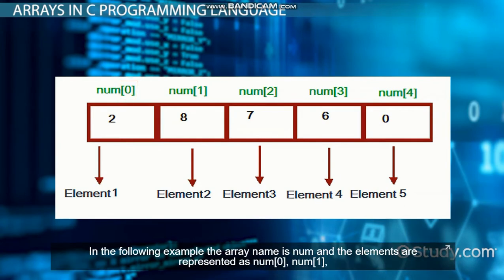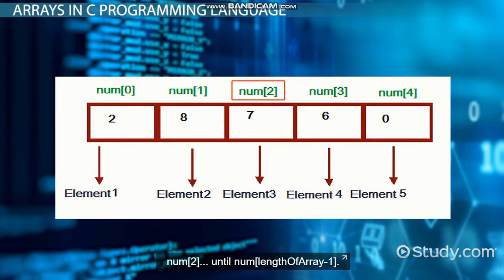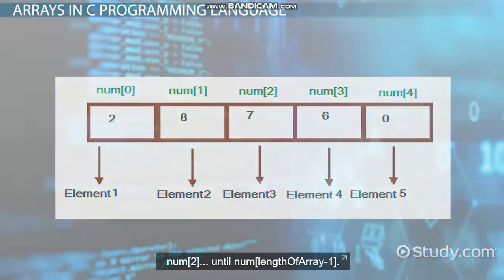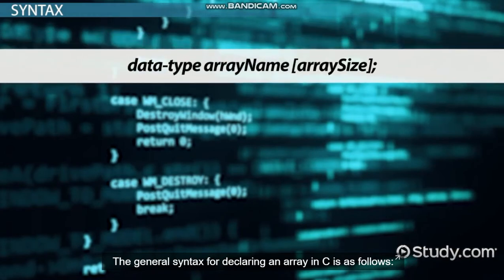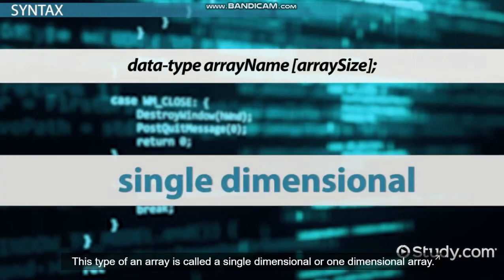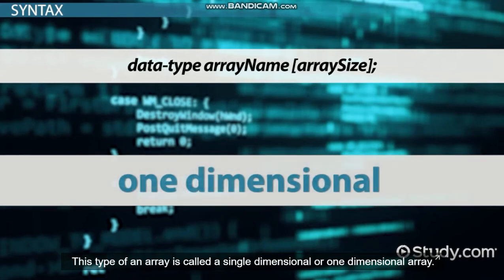In the following example, the array name is num, and the elements are represented as num0, num1, num2, until num length of array minus 1. The general syntax for declaring an array in C is as follows. This type of an array is called a single-dimensional or one-dimensional array.